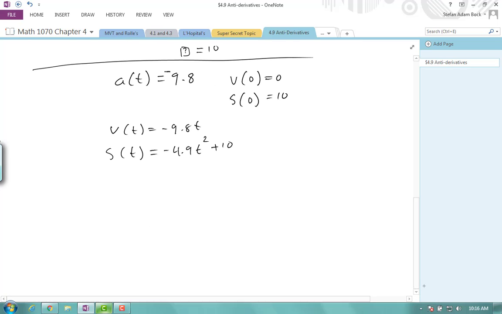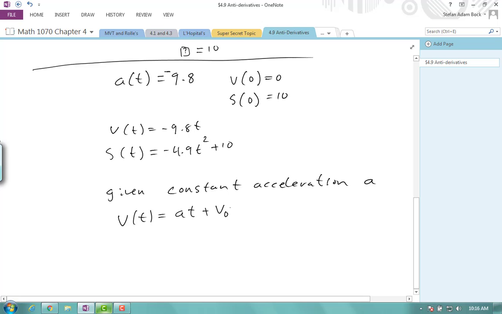And in fact, in terms of physics, I can generalize this. Given a constant acceleration, my velocity is always equal to acceleration times time plus initial velocity, and my position is always equal to acceleration divided by 2 times t squared plus v0t plus initial position. This process of hunting for things which have the right derivatives is looking for antiderivatives.